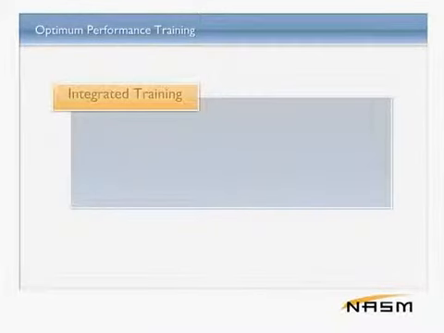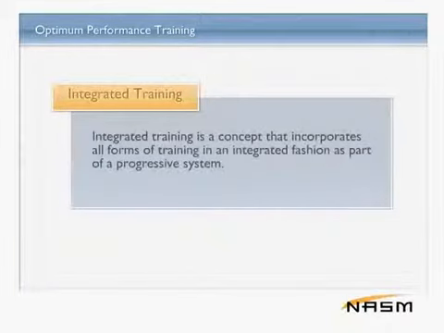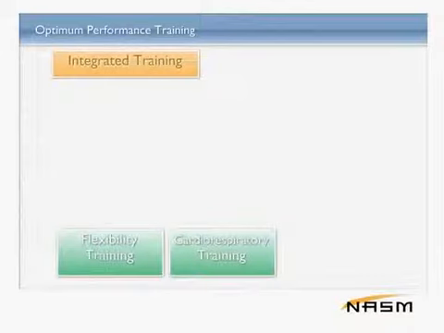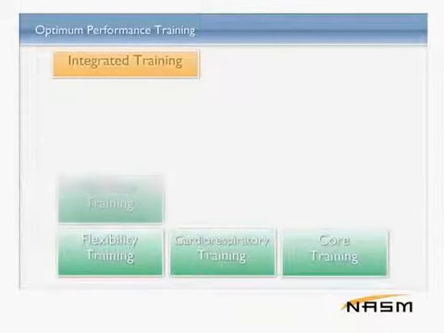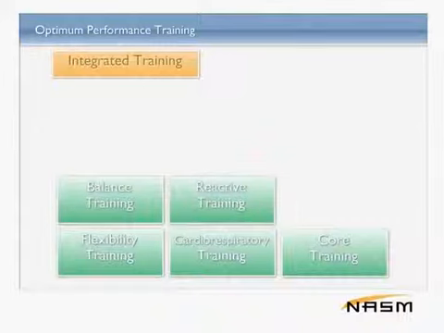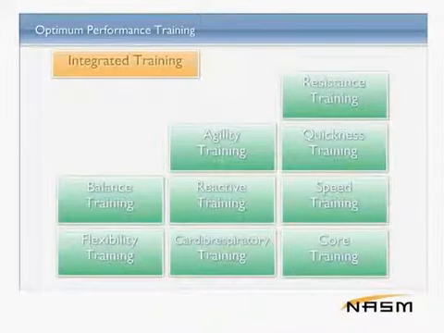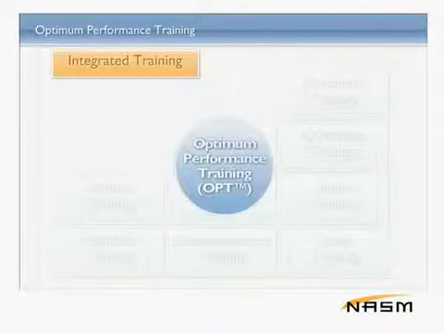Let's first define integrated training. Integrated training is a concept that incorporates all forms of training in an integrated fashion as part of a progressive system. These forms of training include flexibility training, cardiorespiratory training, core training, balance training, reactive training, speed, agility, and quickness training, and resistance training. This system was developed by NASM and is termed Optimum Performance Training, or OPT.